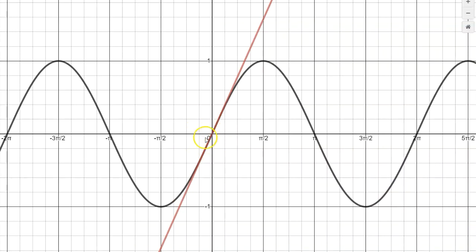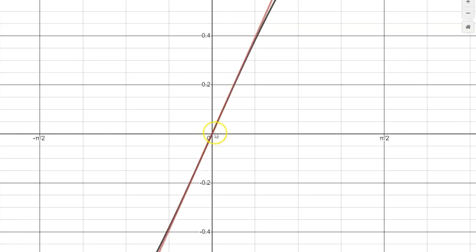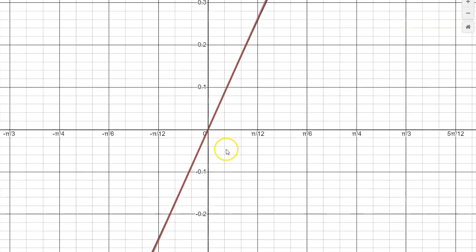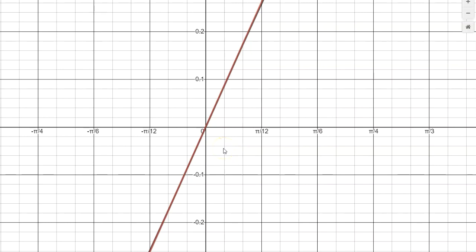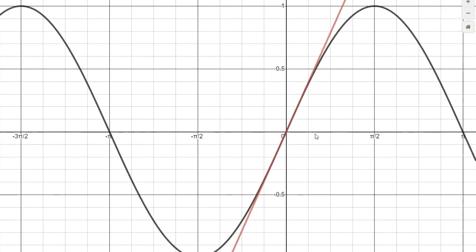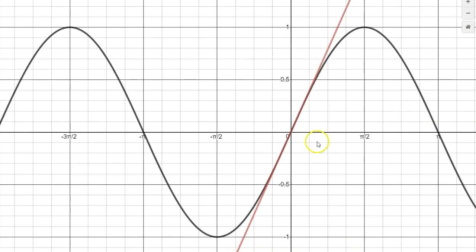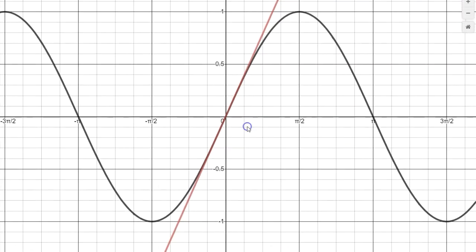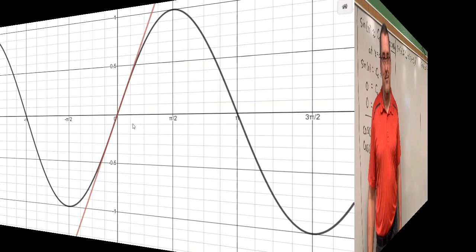Remember our decision to allow x to be 0. Centered around x equals 0, we can barely see a difference between the sine function and that linear function. At least on this interval of input values from, say, negative pi over 4 to, say, pi over 4, there is barely a distinguishing characteristic between these two functions. But clearly, we can do better.